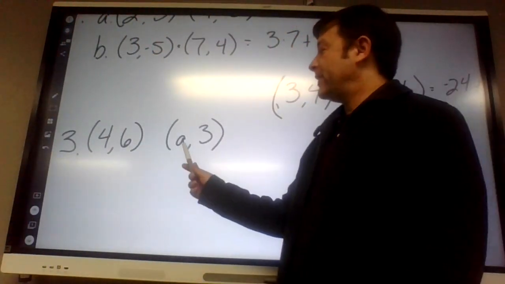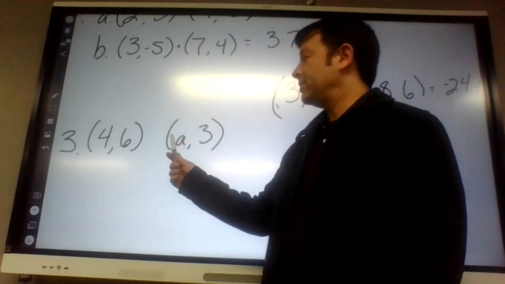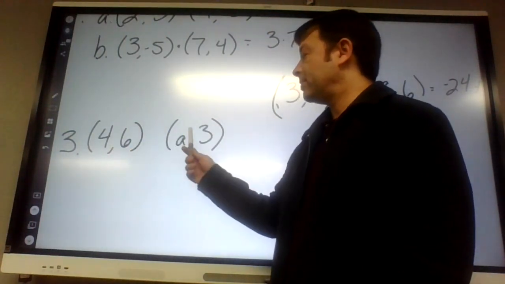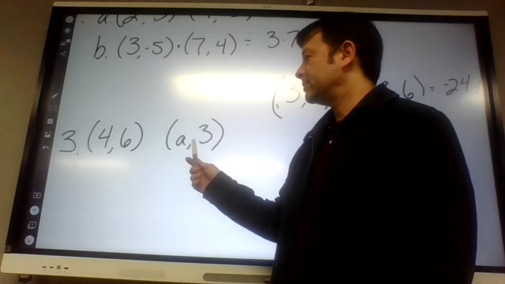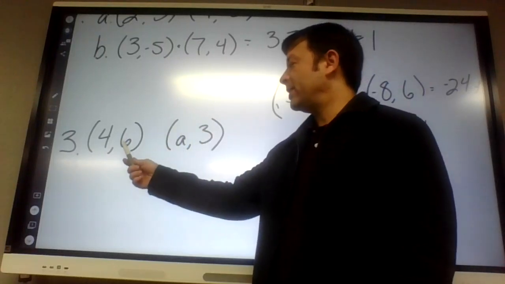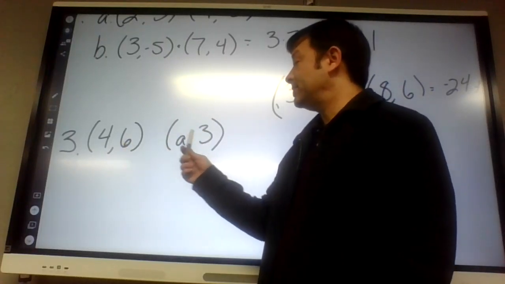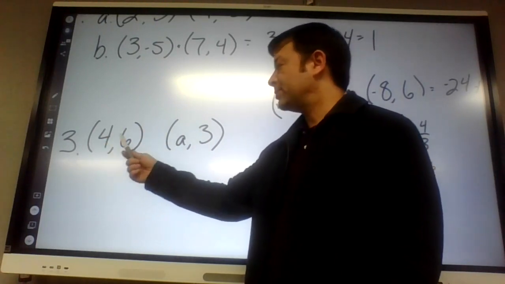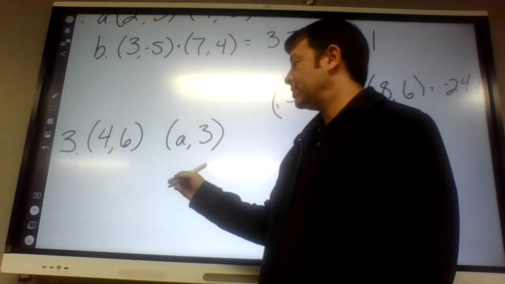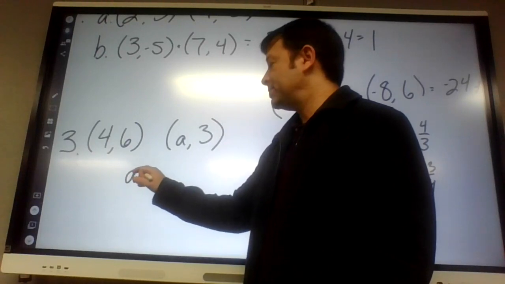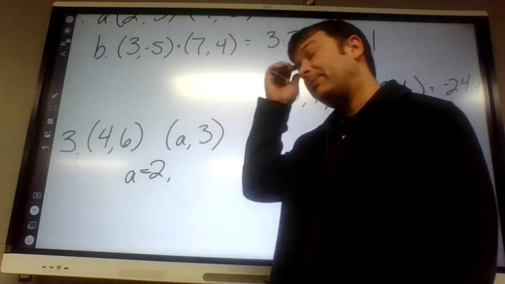Okay, what would the value of A need to be for these two to be parallel? 2. Right. So this Y value 6 is twice as big as 3, so if we just make 4 twice as big as A, we're good. So if A equals 2, these two vectors would be parallel.